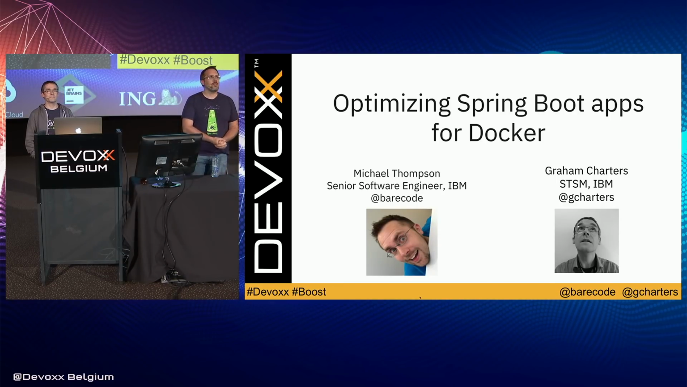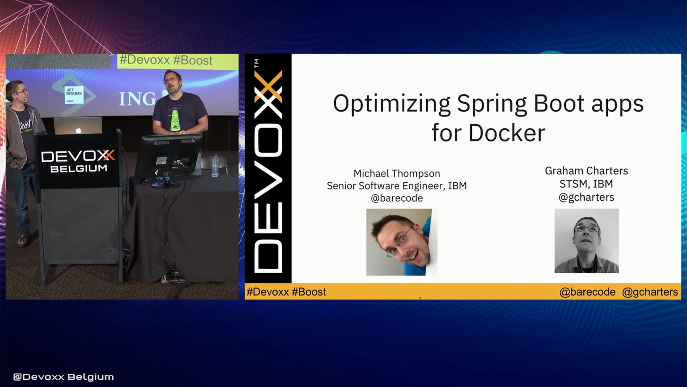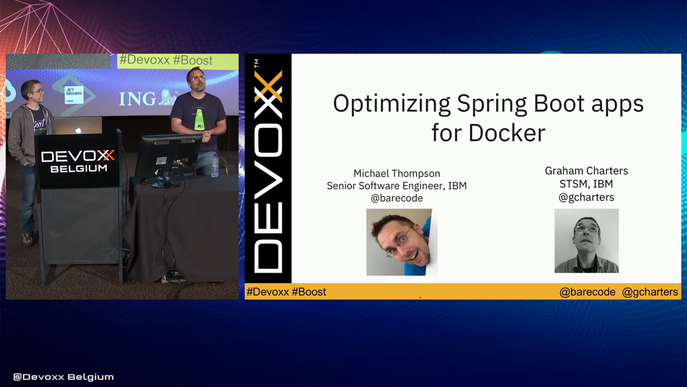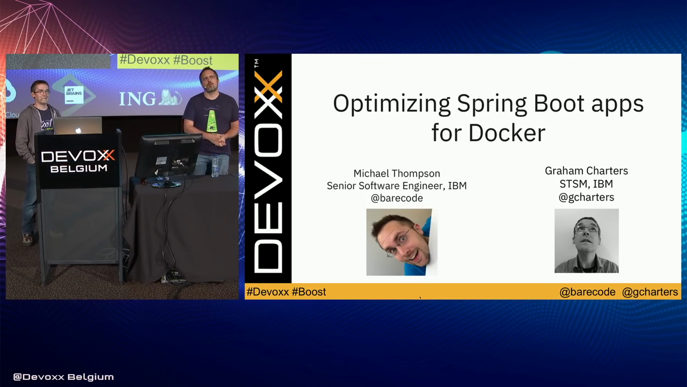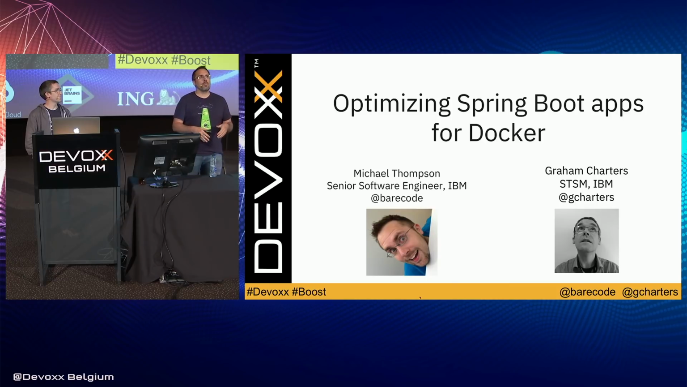So just to introduce myself, my name is Mike Thompson. I'm a senior software engineer with IBM. Been with IBM for 15-ish years now. I've worked on a lot of different stuff. I've worked on the Linux kernel over the years. I've worked on WebSphere, Open Liberty, a couple other open source projects. But recently I've been working on Spring in IBM.